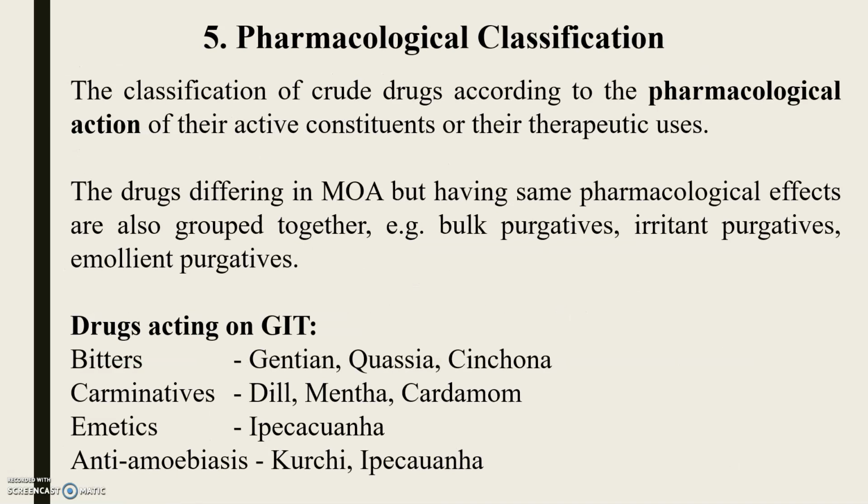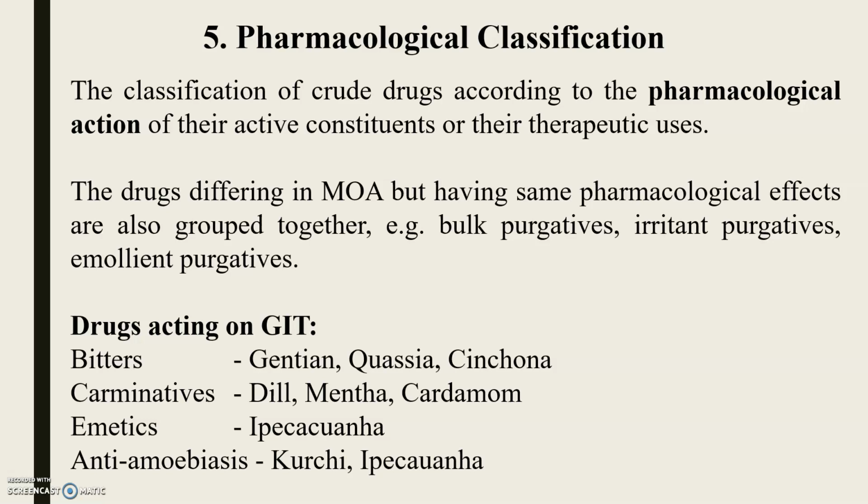Next method is the pharmacological classification. In this, the drugs are classified according to the pharmacological action of the active constituent of the crude drugs and their uses. Drugs having different modes of action but the same pharmacological action are grouped in one group. For example, purgatives. Purgatives are again classified into three types: bulk purgative, irritant purgative, and emollient purgative.